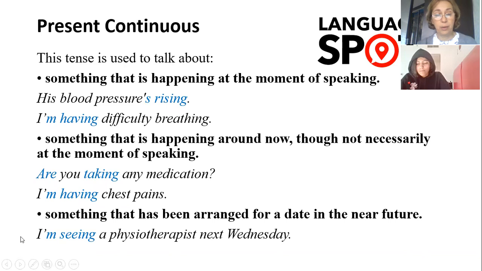The example just makes it clear. I'm seeing a psychotherapist next Wednesday. I have an arrangement next Wednesday with my doctor. So I'm seeing my doctor next Wednesday. It means that I planned this beforehand, and it will happen for sure, 100%. So this is also one of the functions of the present continuous tense.